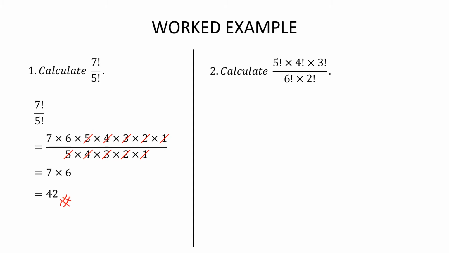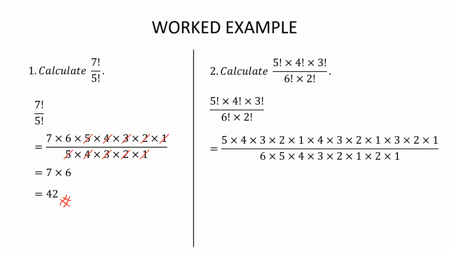The second example. Calculate 5 factorial times 4 factorial times 3 factorial divided by 6 factorial times 2 factorial. We open 5 factorial, it becomes 5 times 4 times 3 times 2 times 1, times 4 factorial, 4 times 3 times 2 times 1, times 3 factorial, 3 times 2 times 1. Same at the bottom: 6 factorial means 6 times 5 times 4 times 3 times 2 times 1. And the last one, 2 factorial, means 2 times 1.